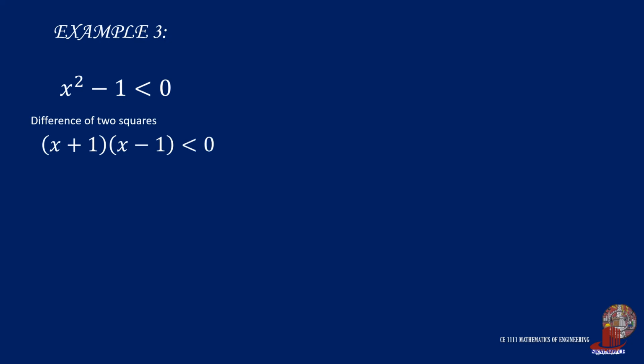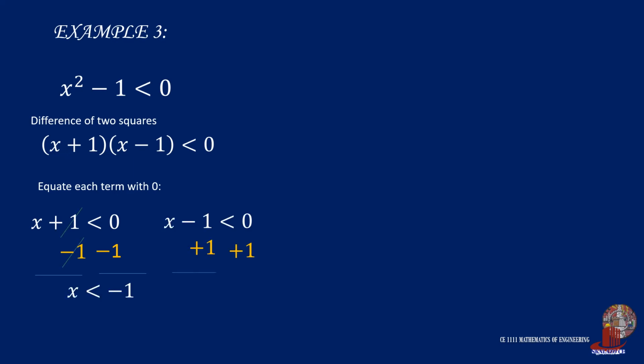The third example is with x squared minus 1 is less than 0. Having two terms of perfect squares, we use the difference of two squares to find the roots, which for this example are x plus 1 and x minus 1. After finding the two terms, we can now proceed to x plus 1 is less than 0, and by subtracting 1 on both sides, we get x is less than negative 1.